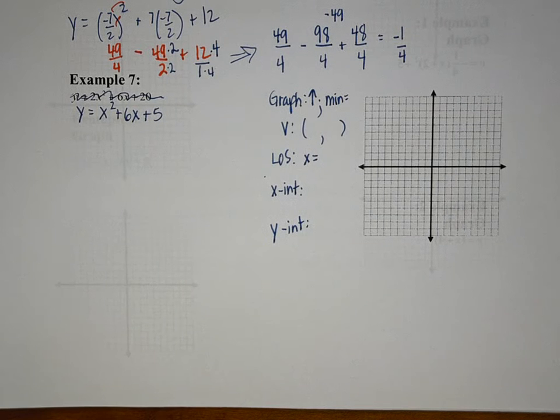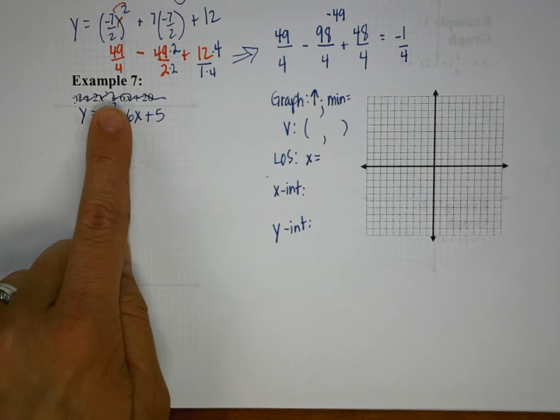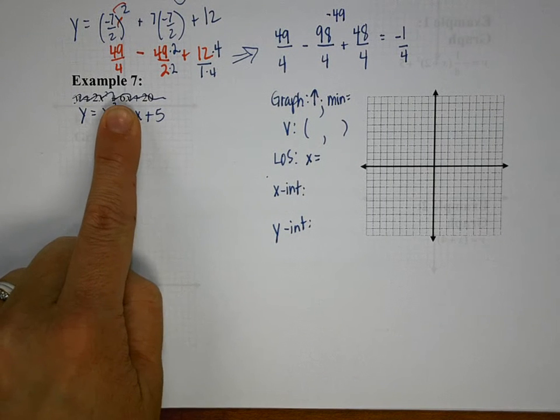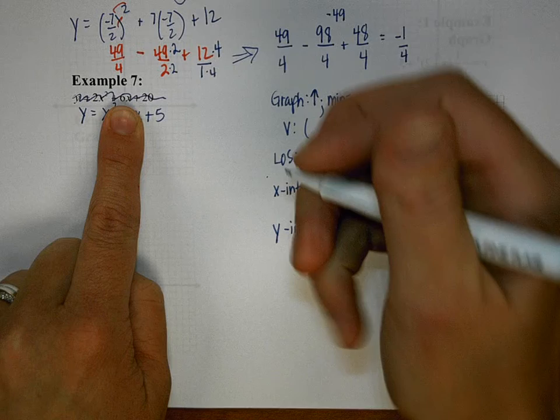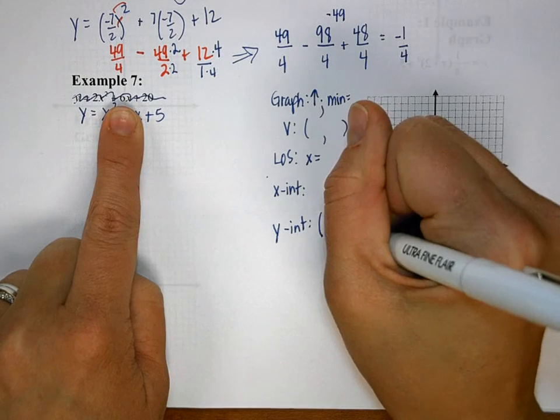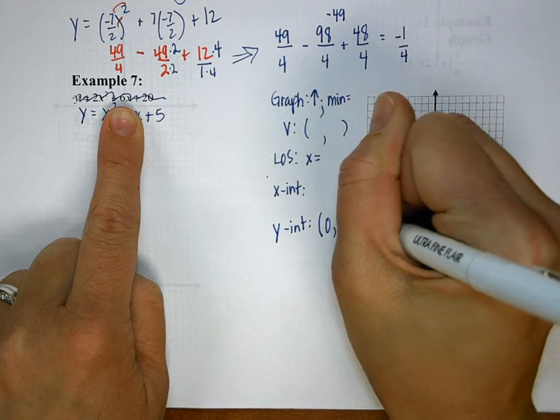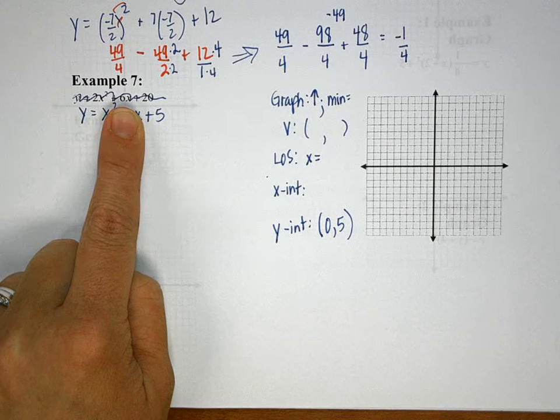So, I think maybe finding our x-intercepts and y-intercepts are easy to do first. Can anyone tell me without doing any work what my y-intercept is going to be? Not negative. If you plug in 0 for your x's, these would all be zeros and you'd just be left with y equals 5. So that means my y-intercept is 0, 5. X is 0, y is 5.